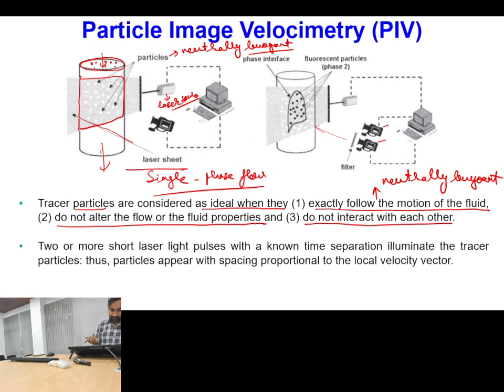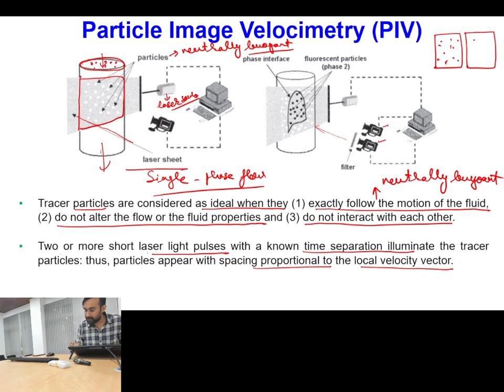Then what we generally do is give two or more short laser light pulses with a known time separation, and these illuminate the tracer particles, and thus particles appear with spacing proportional to local velocity. So the meaning is, once you have given a single laser pulse, corresponding to that single pulse you have got some photograph where particles are something like this. Then you give another pulse after some time gap.